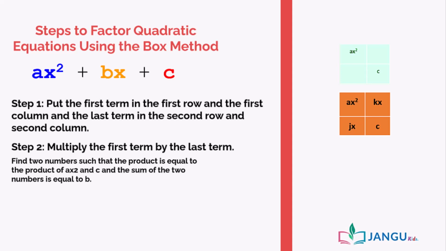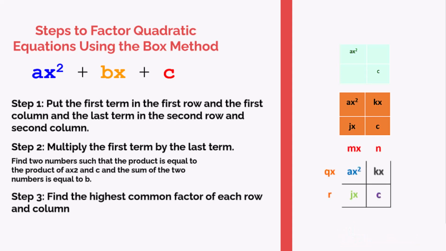Step 3. Find the highest common factor of each row and column and write them down on the left or right side of the box and top or the bottom of the box respectively. Assuming the highest common factor for row 1 is qx, row 2 is r, column 1 is mx and column 2 is n. Therefore, the factors of the equation ax squared plus bx plus c is equal to (qx plus r) times (mx plus n).